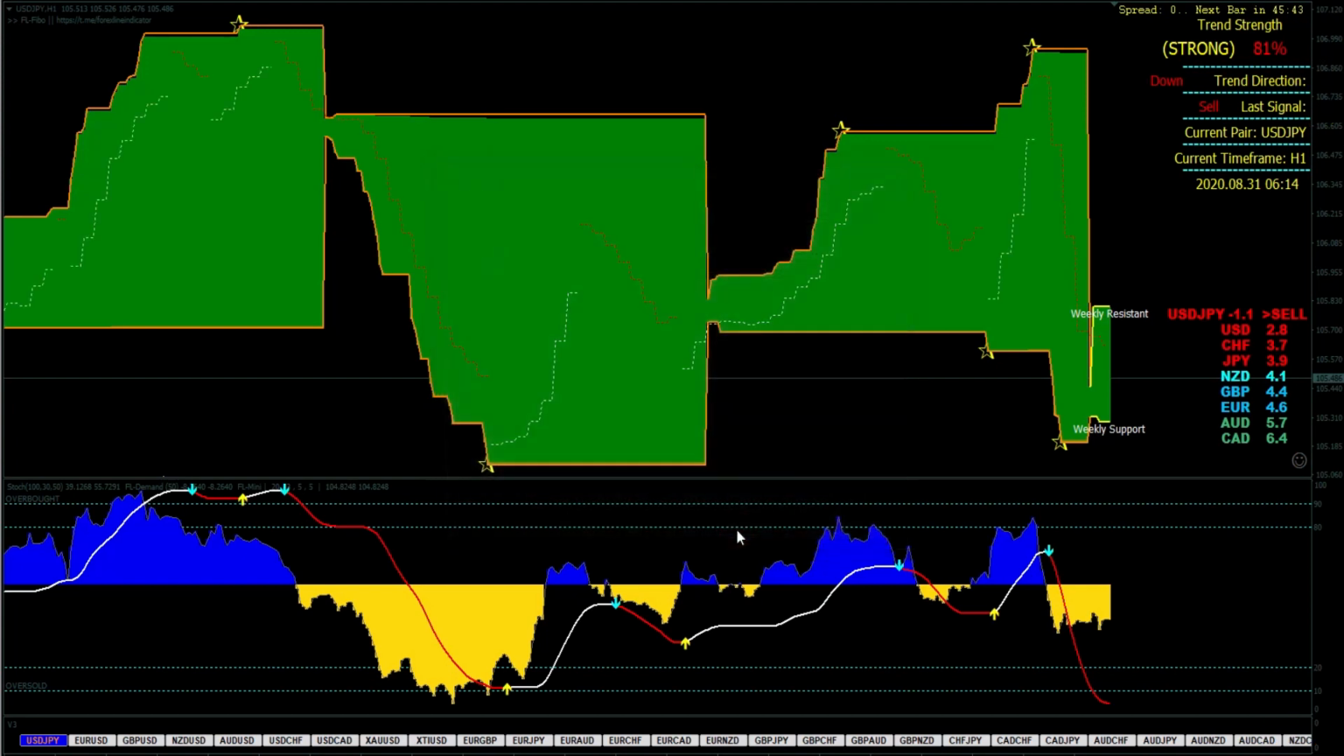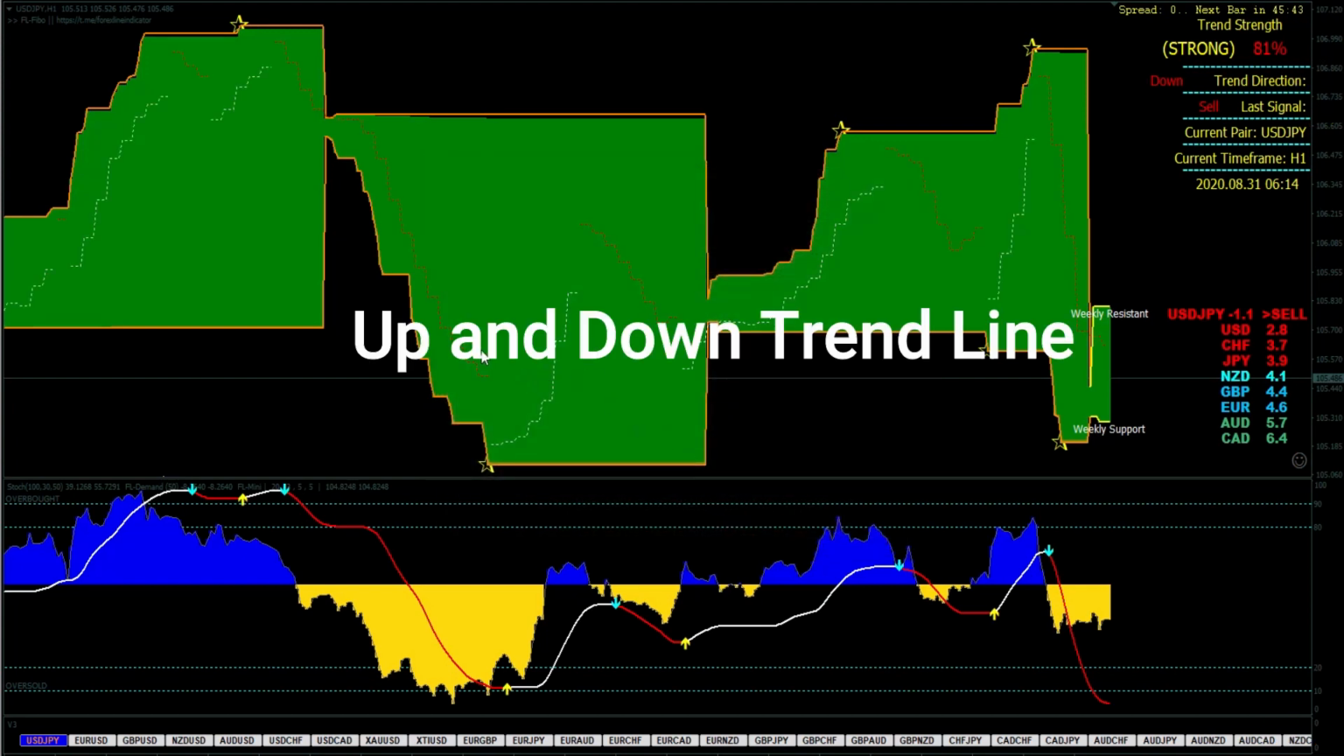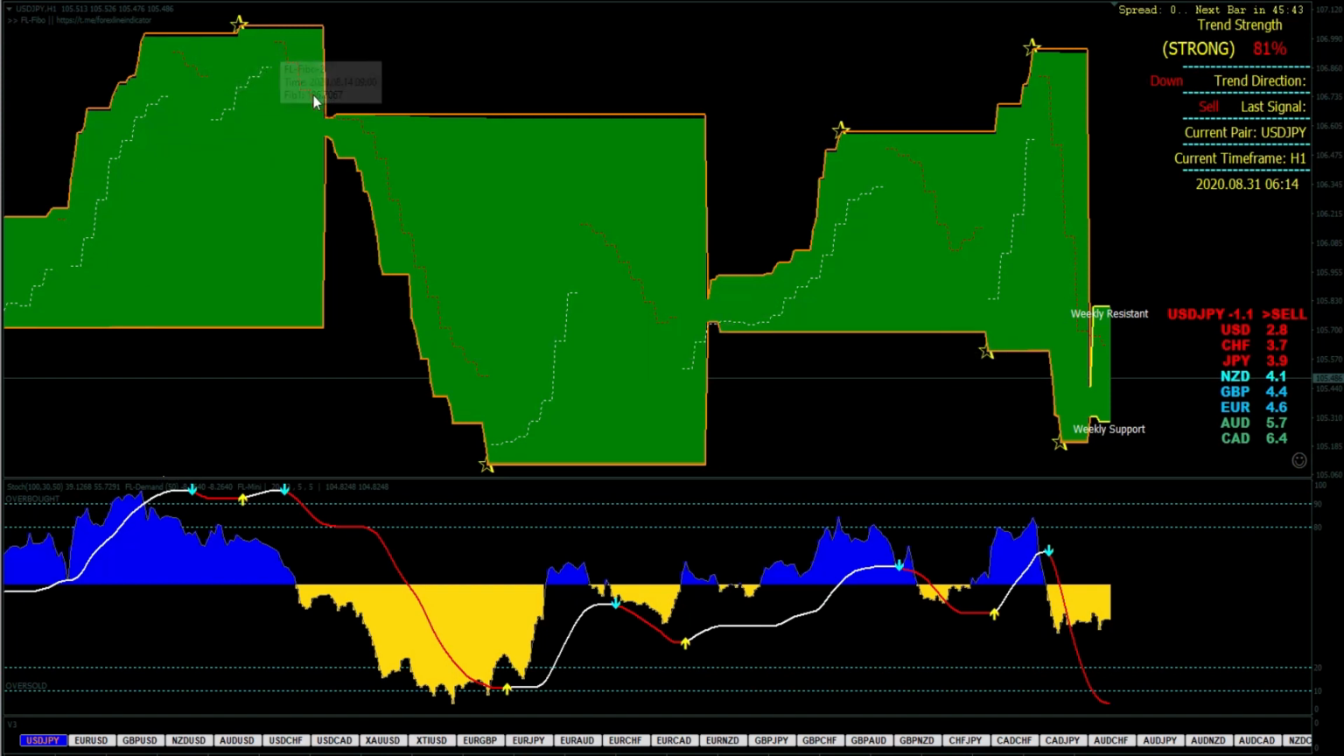Indicator number 1. Up and down trend line. This indicator shows a red and white dot line to identify the bull and bear trend.